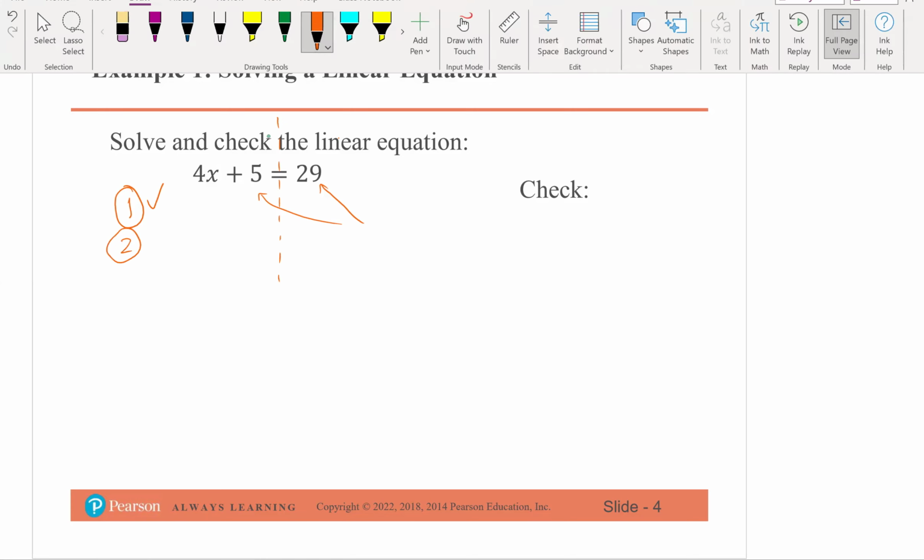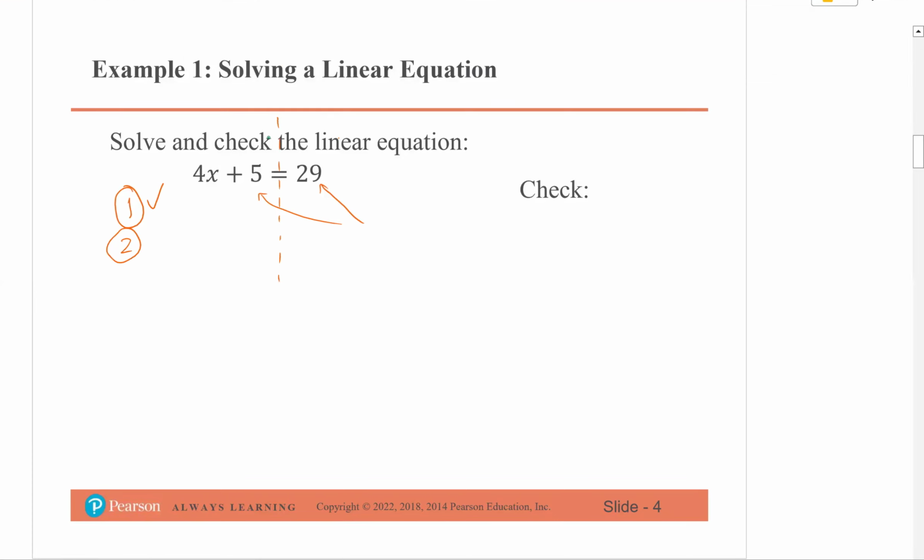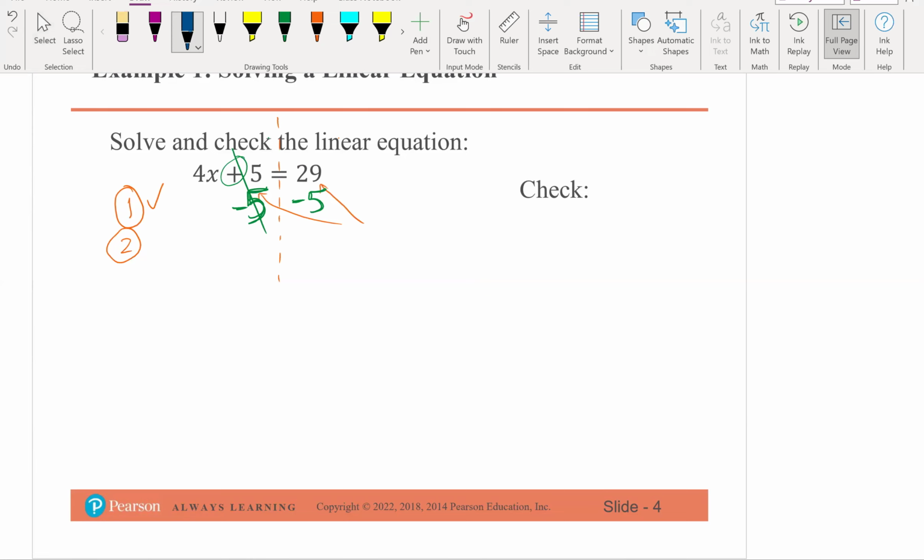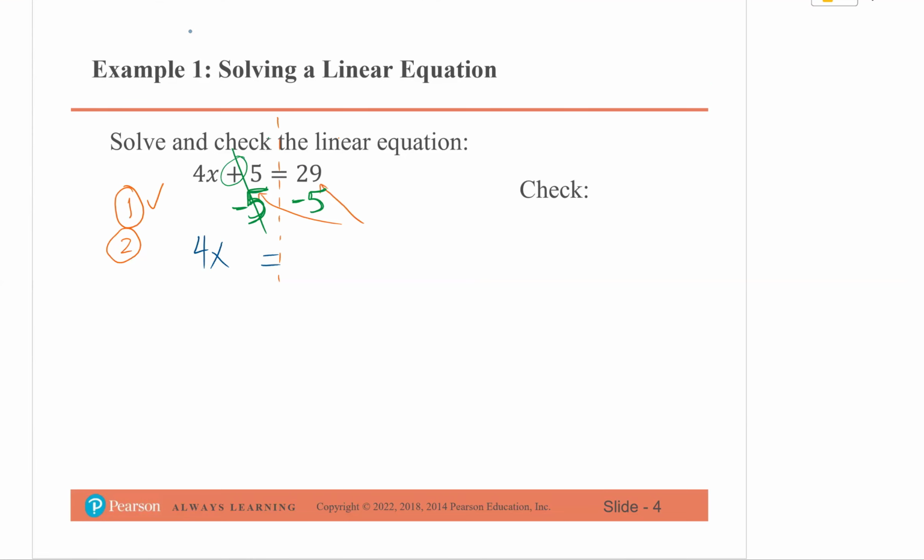Now we need to do the second step, which was get rid of anything that's adding or subtracting with x, not the multiplying. Whatever sign it had, in this case a positive, I'll do the opposite and do a negative, or subtract, to get rid of it, because 5 and negative 5 add up to 0. It's all gone. 4x is now by itself. Now I'll combine these. 29 take away 5 is 24.